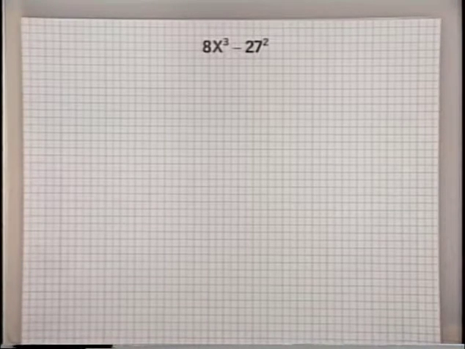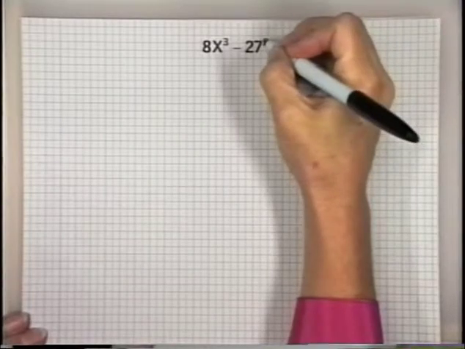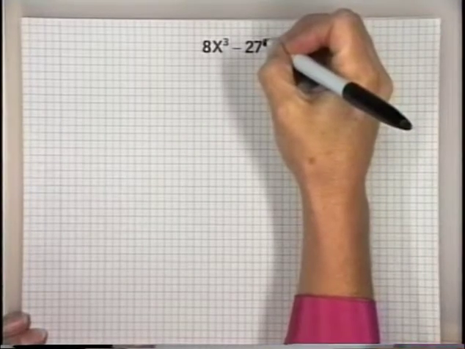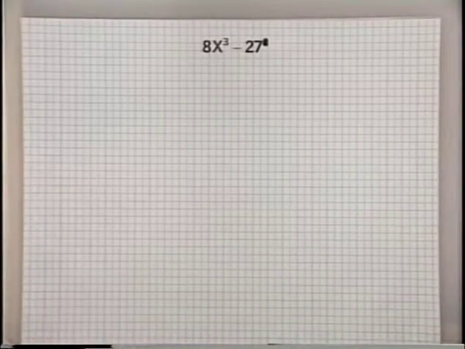I just noticed that this problem has an error. There's not supposed to be an exponent on that 27, so let me just kind of mark that out for a minute. This problem should read 8x cubed minus 27. There is not a common factor for this problem. So we will move to the second step and notice that this is a binomial.